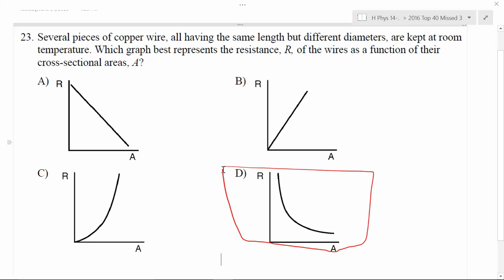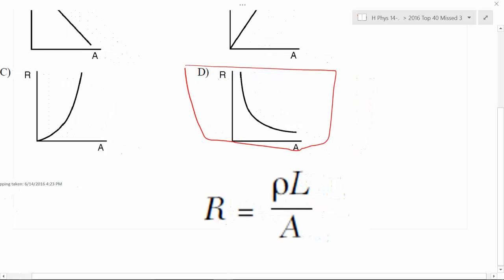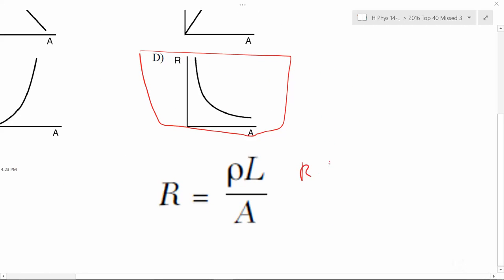23. D, and the reason is this formula. R equals rho L over A. The resistance of a wire is proportional to 1 over the area. We talked about this earlier. Fatter wires have less resistance.